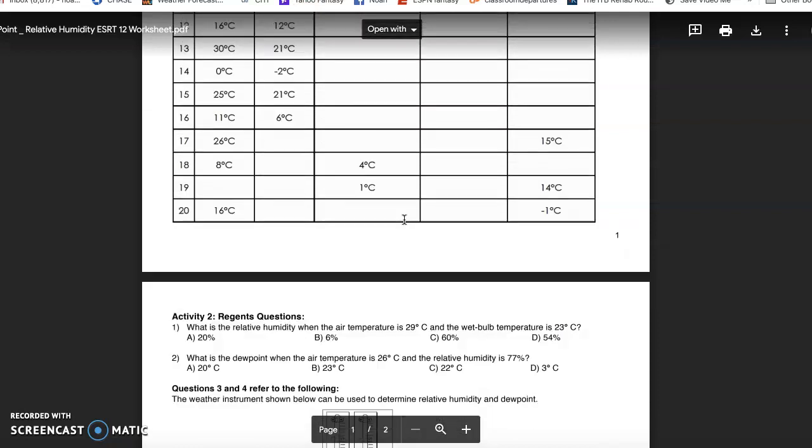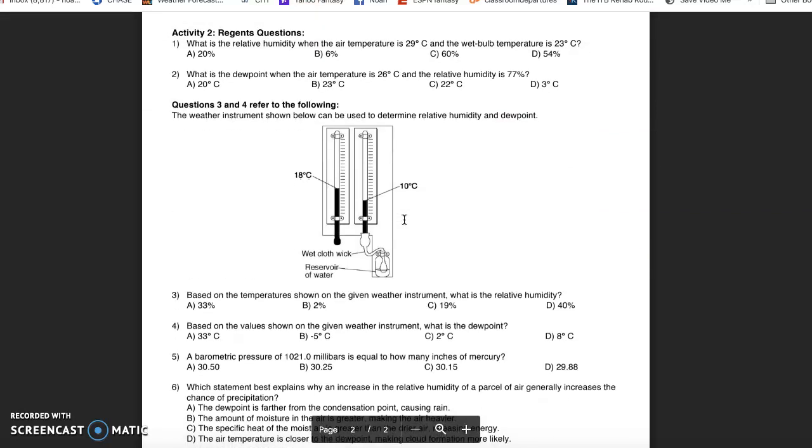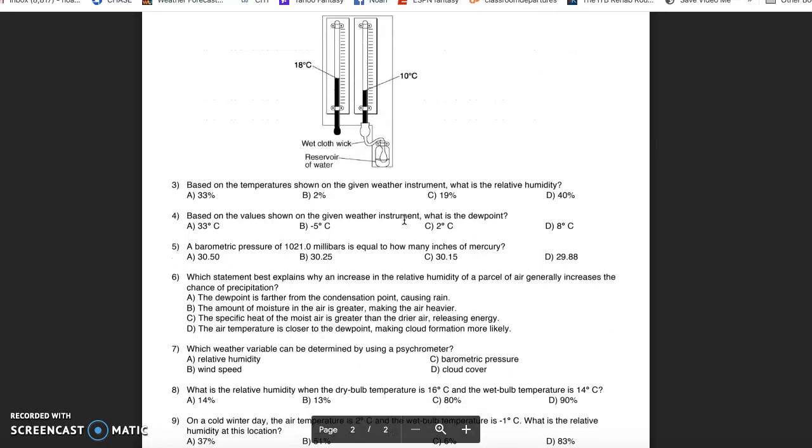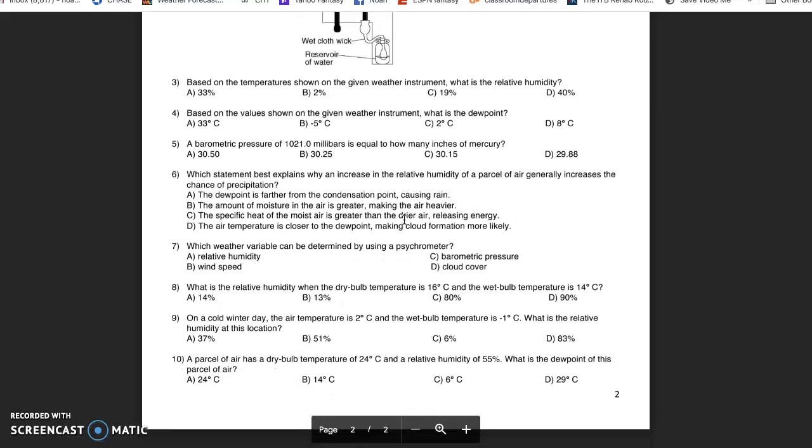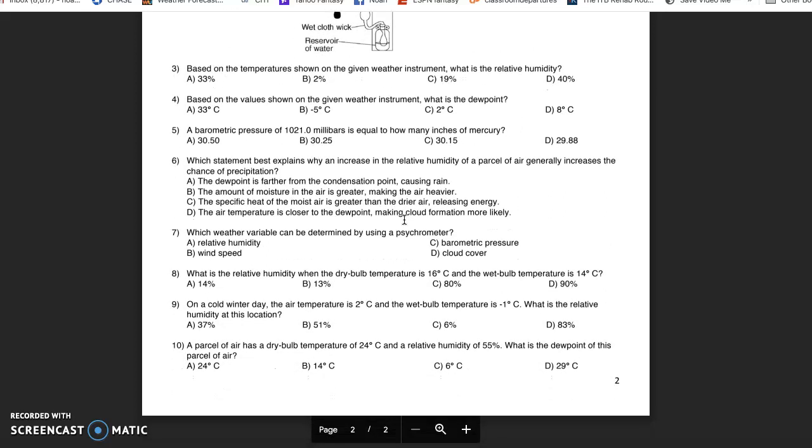I'm going to jump ahead to here and see if there's anything we can answer that would maybe be a tougher question for you guys. And then if you guys have any more questions, just shoot me an email. I'm going to do the word problem. Which statement best explains why an increase in the humidity generally means an increase in chance of precipitation?